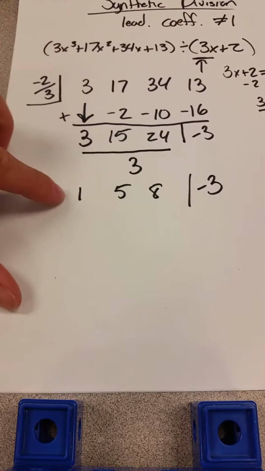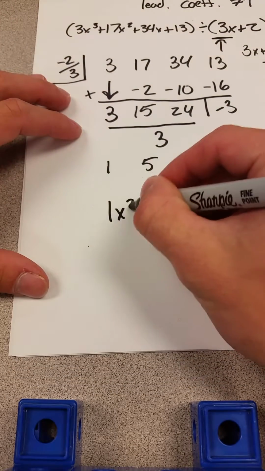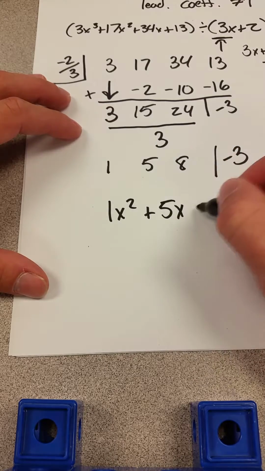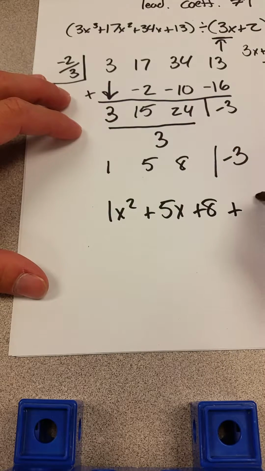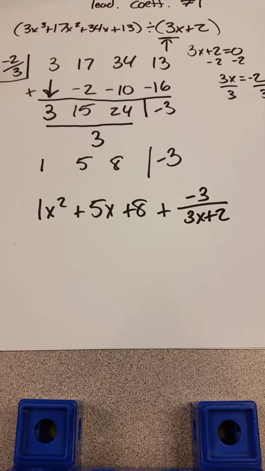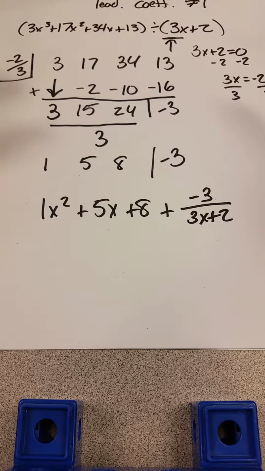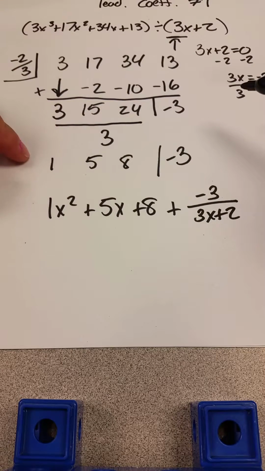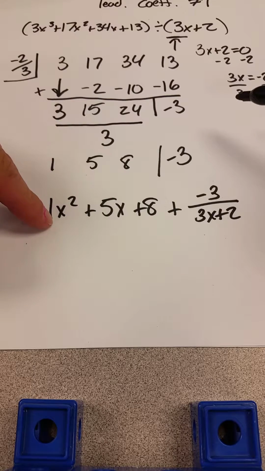So it was x cubed, now I'm at x squared. So 1x squared plus 5x plus 8 plus negative 3 over the 3x plus 2. And that would be my solution. So the only thing that's different is that we're going to be working with a fraction and that you need to divide by the leading coefficient right here at the last step. Okay? So divide by the leading coefficient before you get to your answer.